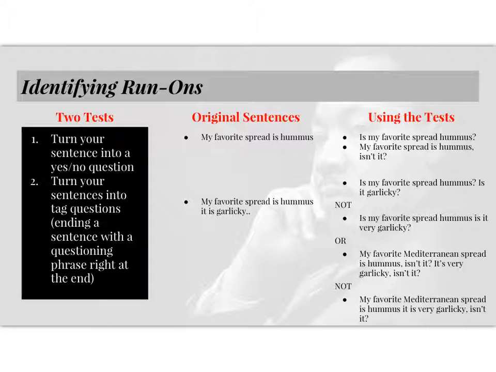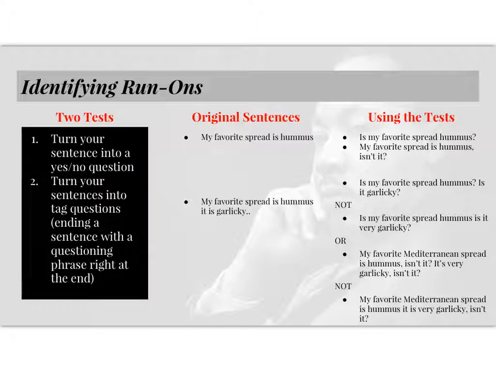So, identifying run-ons. Fixing run-ons is pretty easy once you see them, but you need to know how to find them. If you're not sure, there's two basic ways for testing your sentences. The first one is to turn your sentence into a yes-no question. The second one is to turn your sentence into a tag question. A tag question is just a sentence that ends with a questioning phrase at the very end. These are two things that nearly everyone can do pretty easily if the sentence is not a run-on, but they become next to impossible if it is a run-on. That's why they're such a good test.